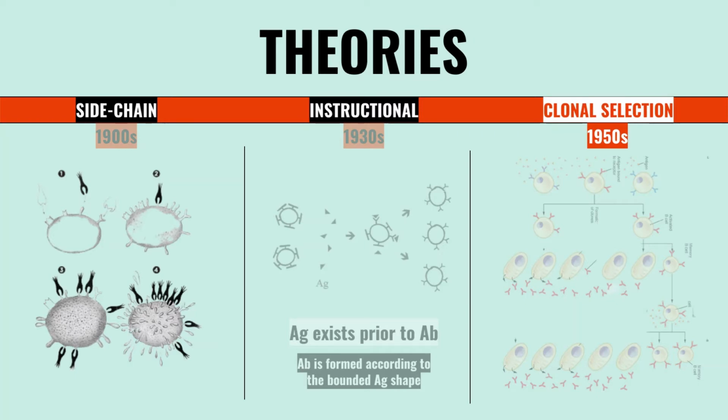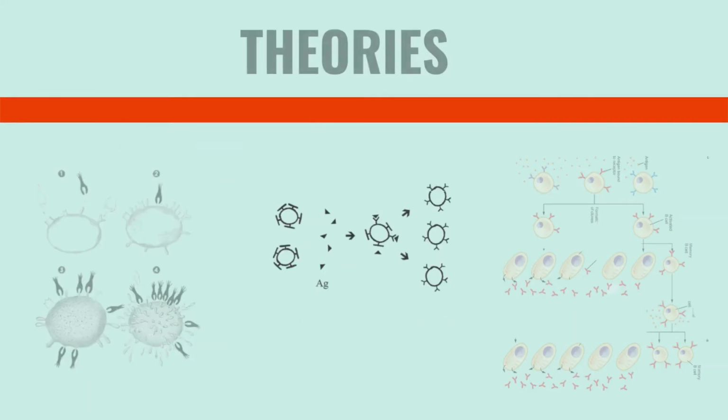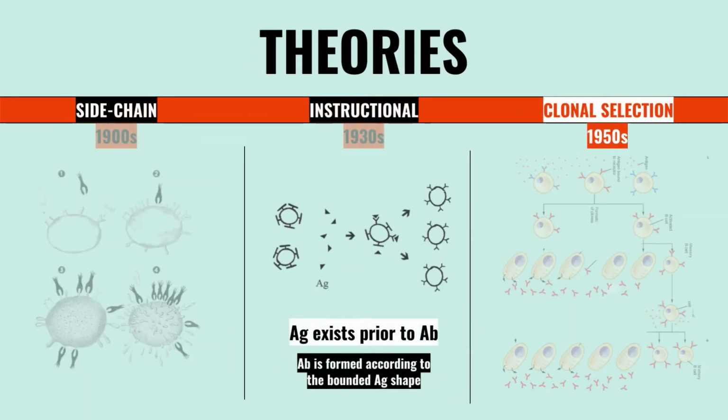But after some studies, reaching the 1930s, instructional theory scientists weren't convinced by the fact that all the receptors proliferate on the same cell, which at some point makes sense. However, they claimed that antigen exists prior to the antibody, which means the antibody isn't already present on cells, and the antigen, when it's inside our body, will bind to the best fitting antibody.